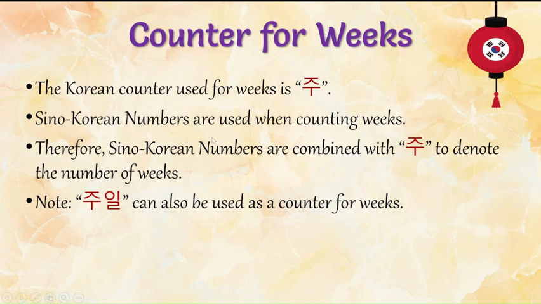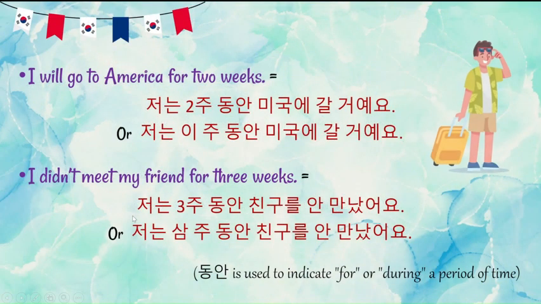Here also Sino-Korean numbers are used when you are counting weeks, just as we saw while counting days. Sino-Korean numbers get combined with 주 to denote the number of weeks in Korean. Very simple. Now 주일 is also a word that can be used as a counter for weeks, but it is not that common. 주 is the commonly used counter for weeks. 주일 is also a counter, remember this. Okay, now let's look at the examples to understand more clearly.